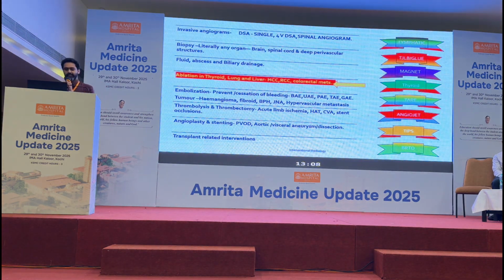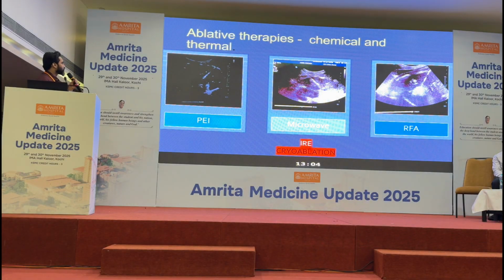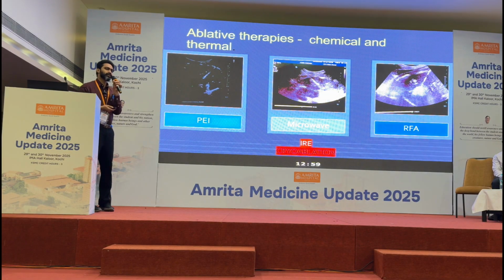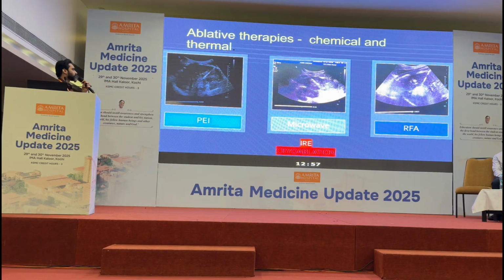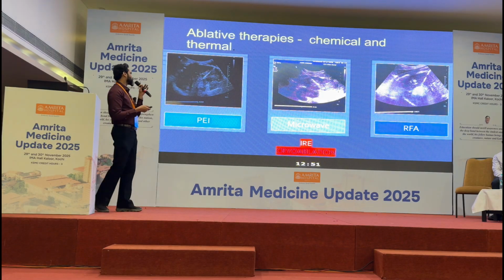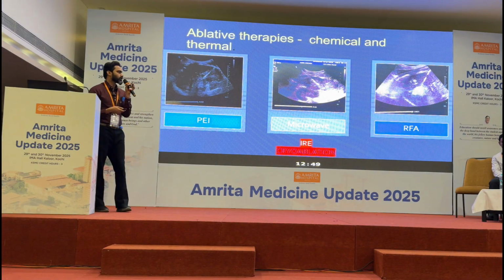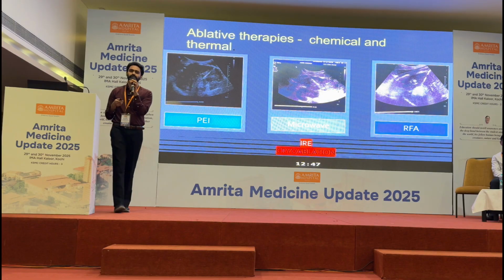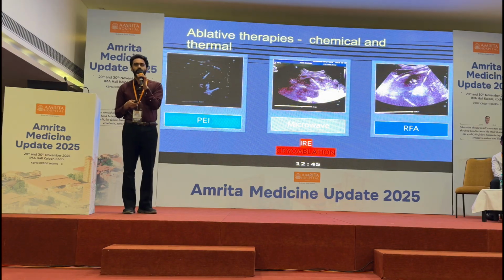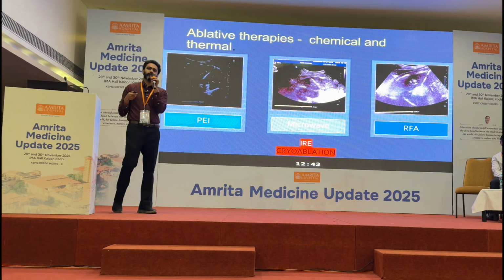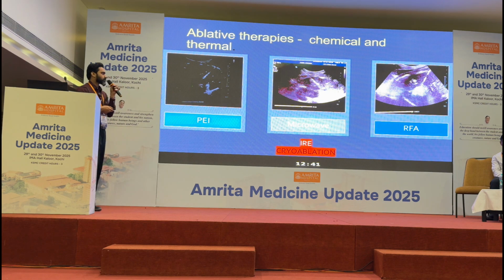Let's see the various ablation procedures which we do. Ablation may be chemical ablation or thermal ablation. For chemical ablation, we use alcohol, and for thermal ablation we use radiofrequency ablation or microwave ablation. Now RFA and microwave are much better than alcohol ablation, and alcohol ablation is limited to those lesions which are less than 1 centimeter, or those where we cannot access the lesions for thermal ablation.